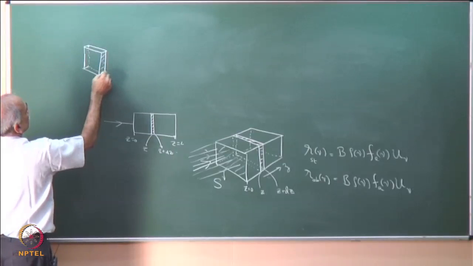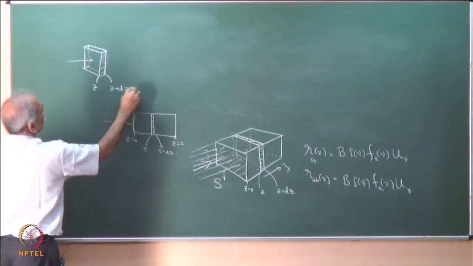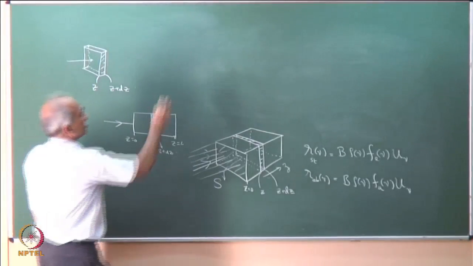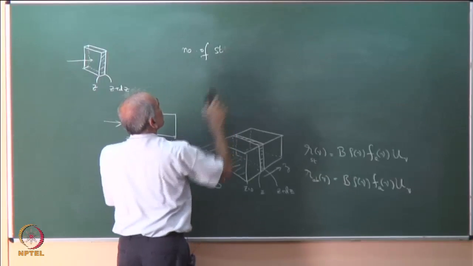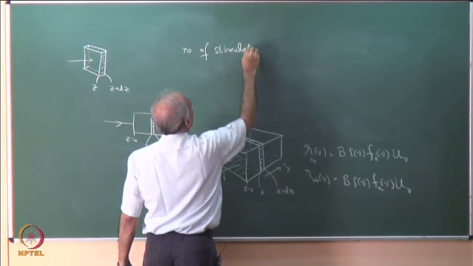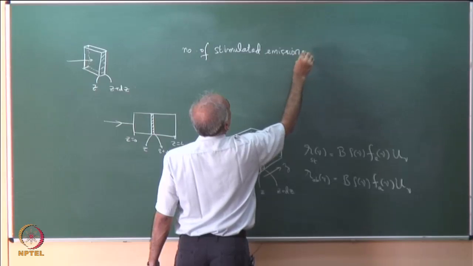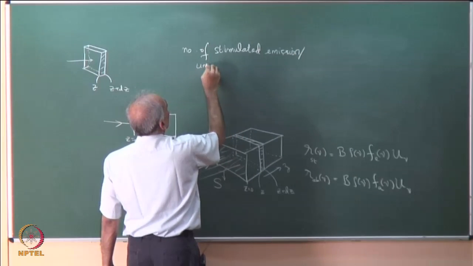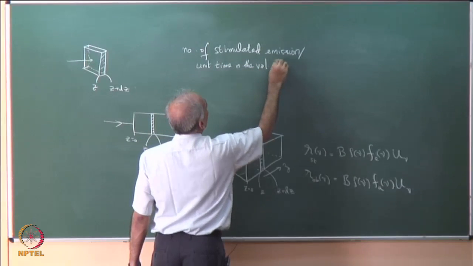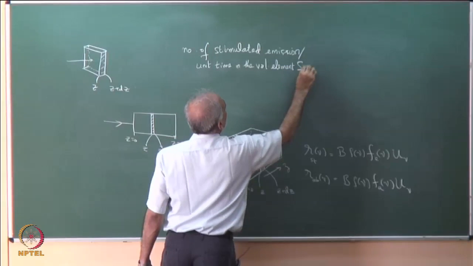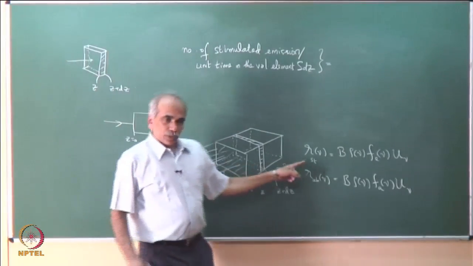So, this is of thickness dz, between z and z plus dz. The number of stimulated emissions per unit time in the volume element S dz is equal to, the rate of stimulated emission is this much.